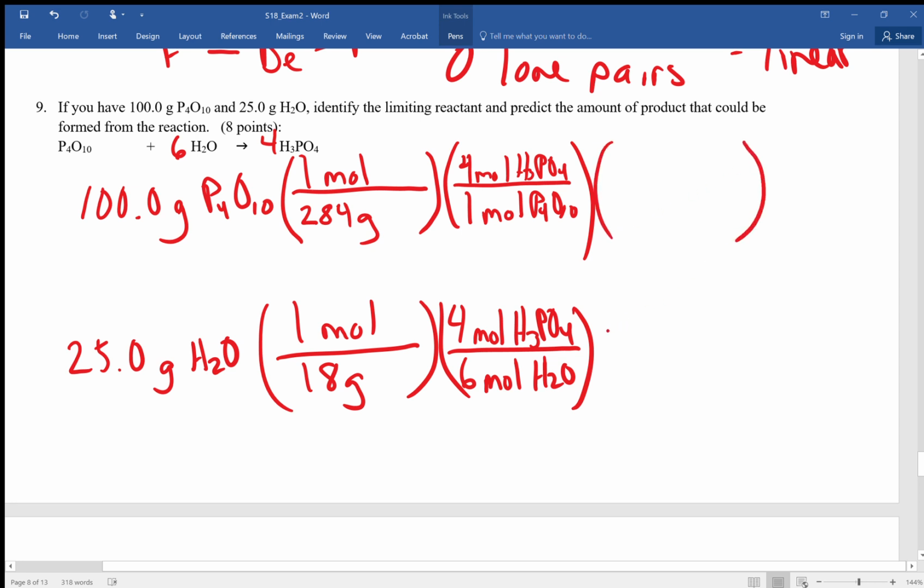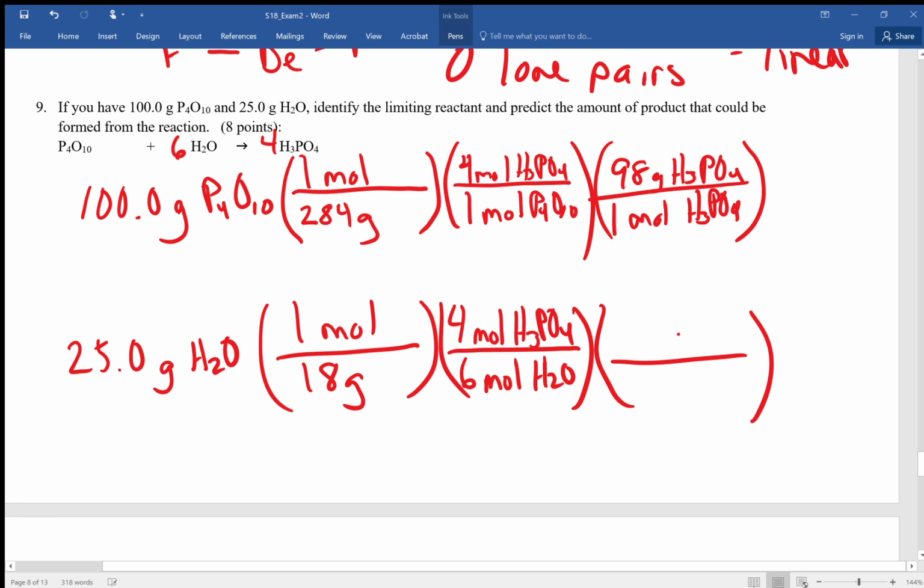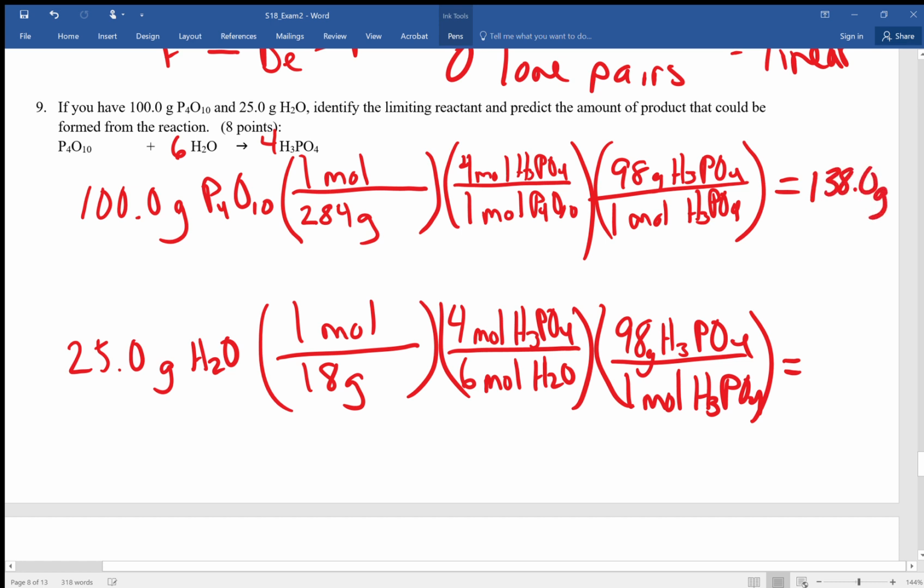Finally, to get to the mass of the product, we're going to multiply by the molar mass of phosphoric acid. And we can calculate that out. We find that that's equal to 98 grams. So finally, we can multiply all of this out, and we find that the 100 grams of P4O10 would allow us to form 138 grams of the product.